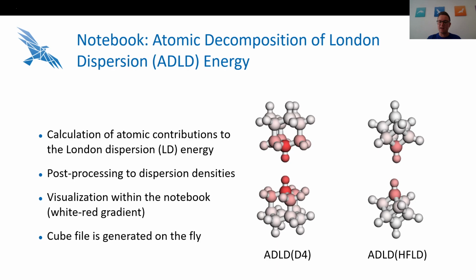Here we have the ADLD with D4 and HFLD for adamantane dimer and a cubane dimer. And the white-red gradient shows the strength of the dispersion density, and the more red you have, the more London dispersion interaction there is. So additionally, also a cube file is generated on the fly for further post-processing.